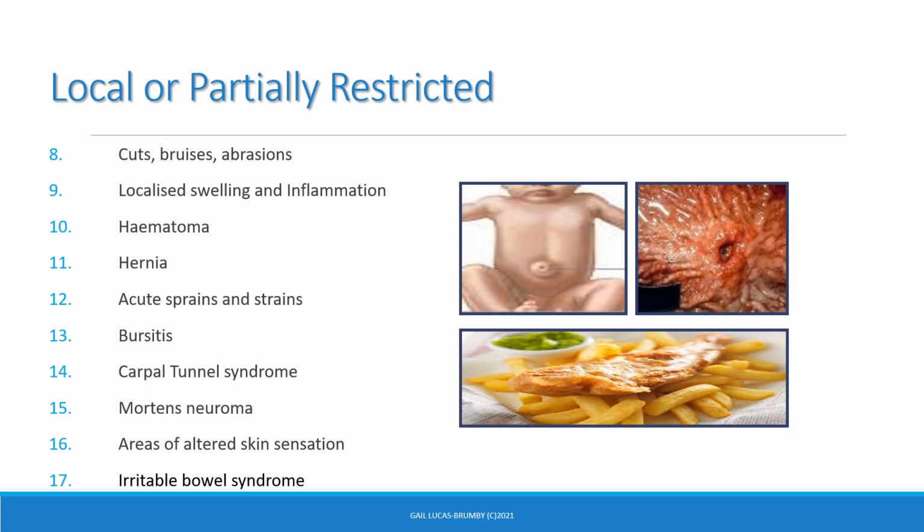So continuing local and partially restricted contraindications, we've got cuts, bruises, abrasions, localized swellings, inflammation, a hematoma or bruise. You wouldn't want to massage somebody with a hernia unless you're going to massage around it. Acute sprains and strains, bursitis, carpal tunnel syndrome, Morton's neuroma, areas of altered skin sensation, and irritable bowel syndrome. But obviously these are all partially restricted and most of them we can work around.